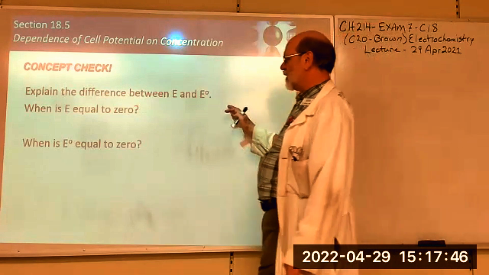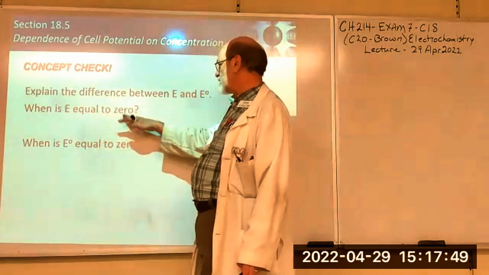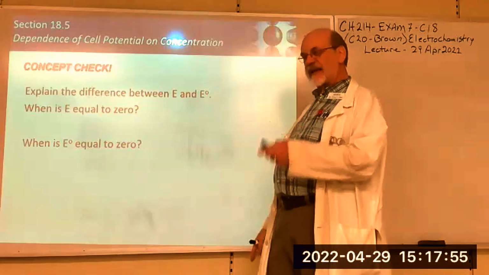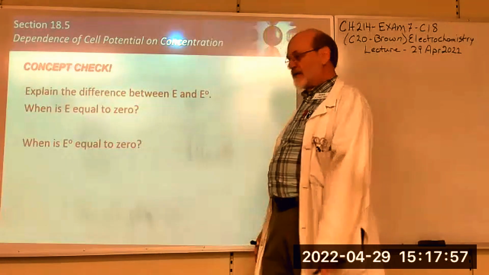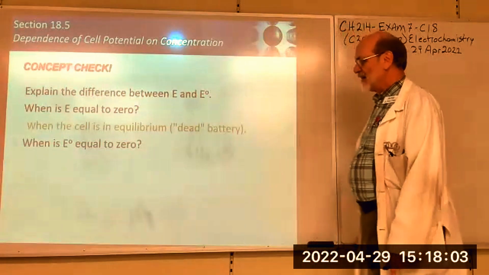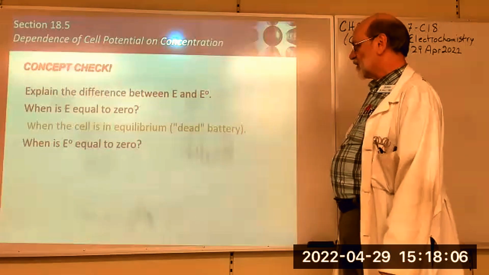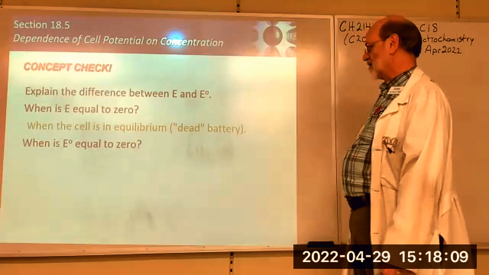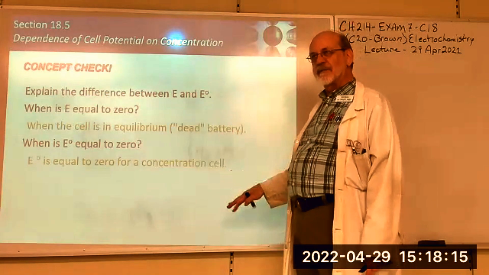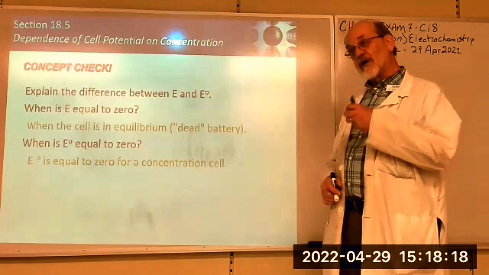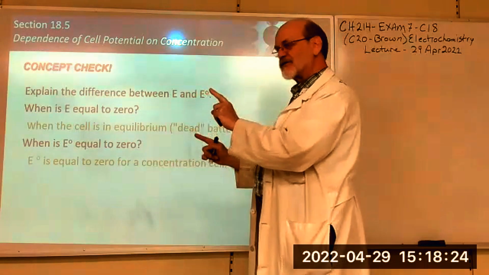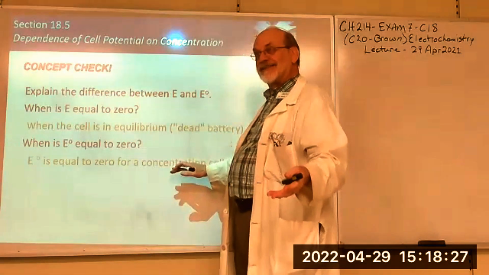What's the difference between E and E0? When is E equal to 0? At equilibrium. At equilibrium, the battery is dead. Yeah, the battery is dead at equilibrium. Okay. When is E0 equal to 0? For a concentration cell. Because E0 is 1 molar concentration for both cells. So if they're both the same concentration, E0 is 0.